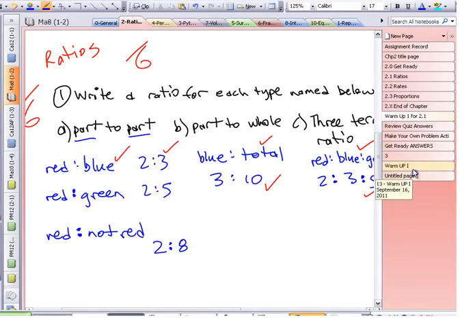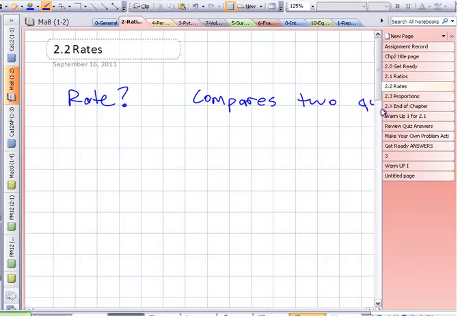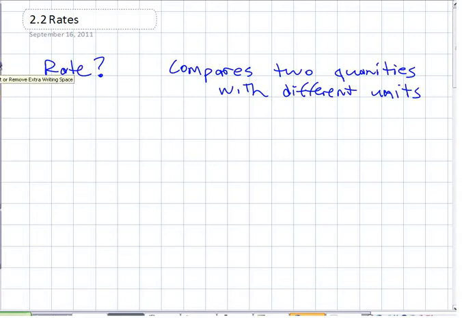For what we look at right now, the units are not going to be the same. We're comparing two quantities, and this is with different units. Now, I'll give you an example of what I mean here. Let's pause this. I better start this again or people won't know what I'm talking about.